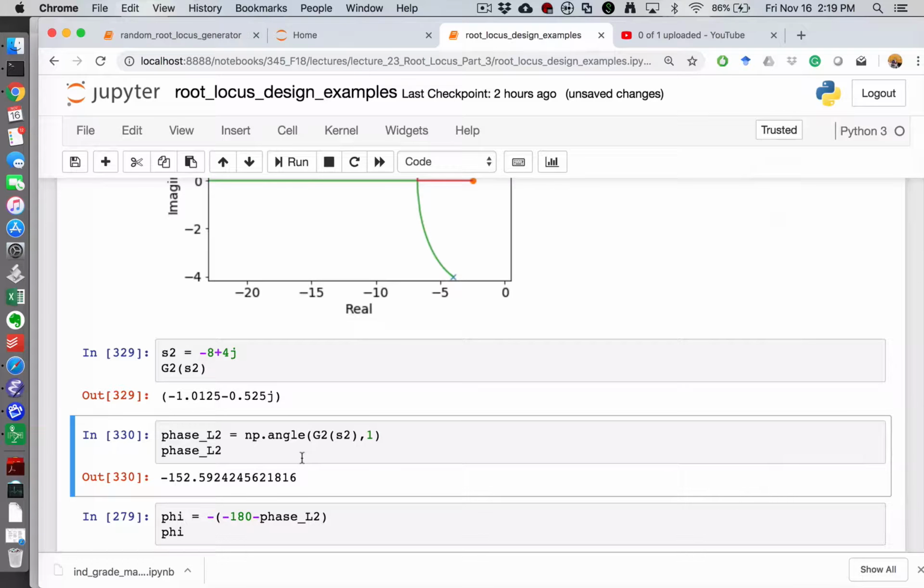So in this case, at my test point, my plant has a phase of negative 152.6.